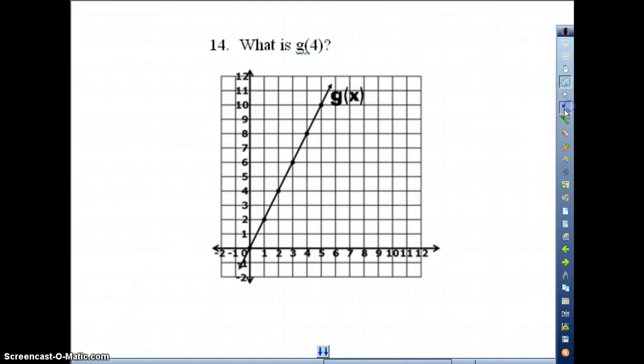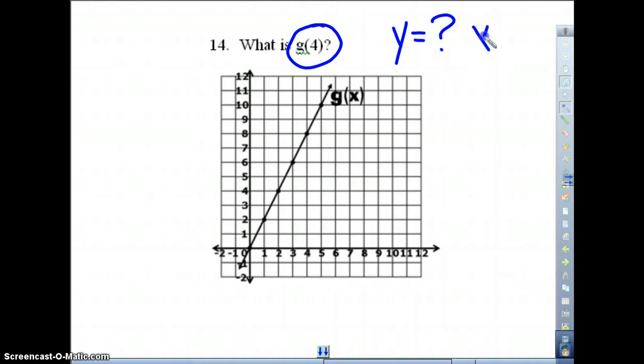Here's number 14. What is g of 4? Oh, can I answer it? Well, I want y'all to answer it. Write it down on your paper. Here's the function g of x. See that straight line? They're calling that function g. They want to know, when they write it this way, what are they asking for? The y value when what? When x is 4. That's exactly right. They want to know what is y when x equals 4. That's exactly what they're asking for.